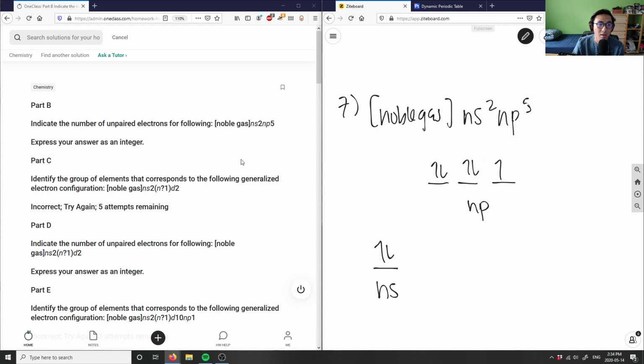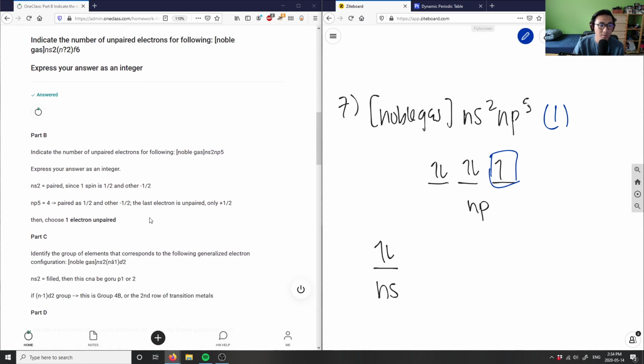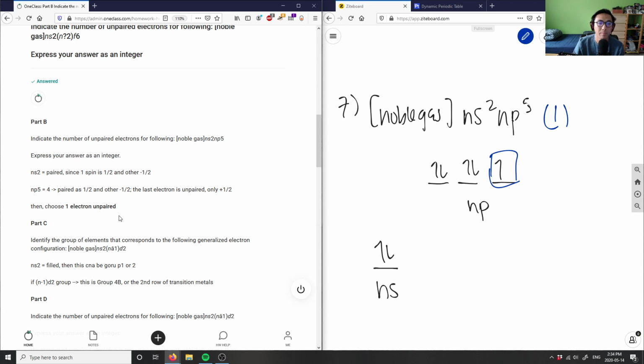Now it's asking us to indicate the number of unpaired electrons. So in this case, this electron here is unpaired, right? So this here is 1. So the answer for part B is 1. And let's check my answer here. So that's good, right? It shows 1 electron unpaired. So the solution here is correct.